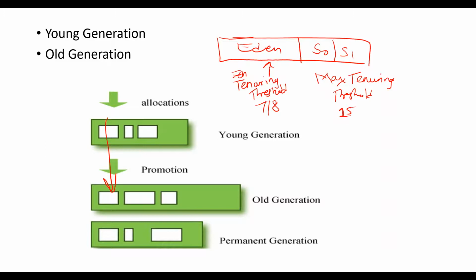So when an object is newly created in Eden space and it survives 7 to 8 GC cycles, that means this object is now promoted. Having survived 8 GC cycles, it can now be moved to the survivor space. Similarly, within the survivor space, when an object survives 15 GC cycles, that object will then be promoted to the old generation.